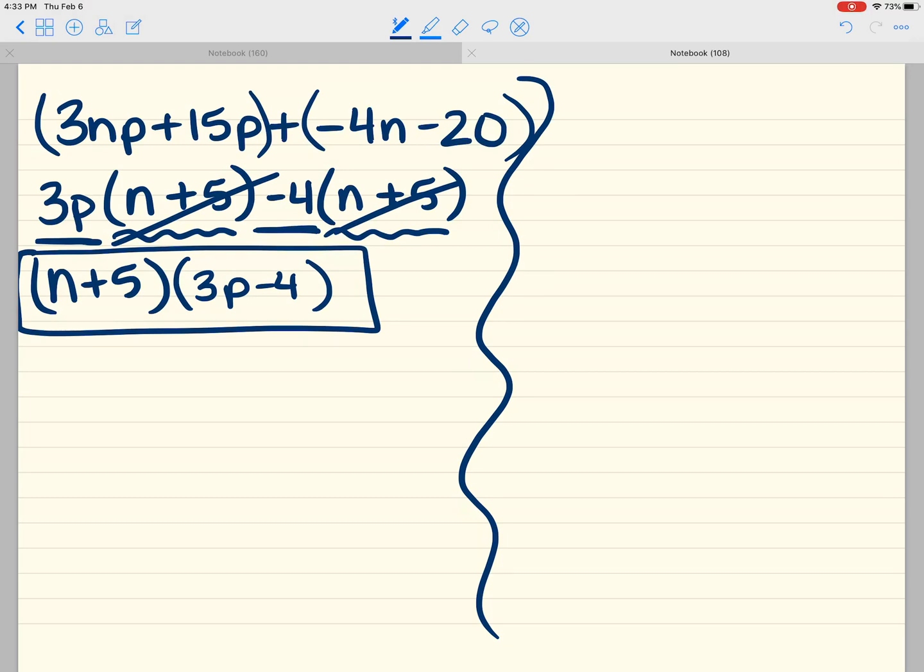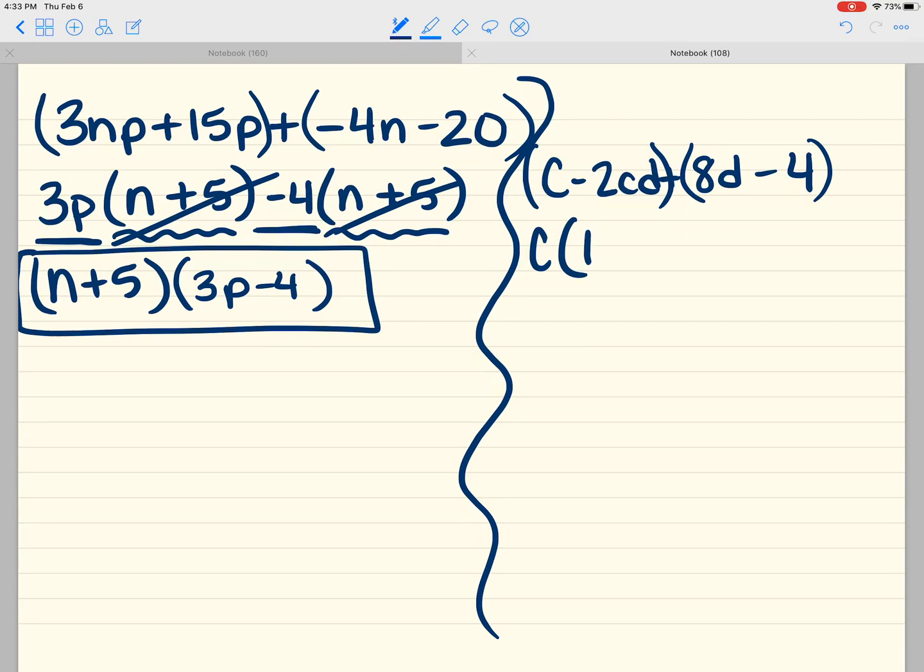All right, last one like this, and then we'll move on to how do we solve an equation. Okay, so let's look at c minus 2cd plus 8d minus 4. All right, so these are okay to go ahead and group the way they are, so pair those up. Really, the only thing you can factor from the first set of parentheses would be if you factor out c. And that would leave you with 1 minus 2d.